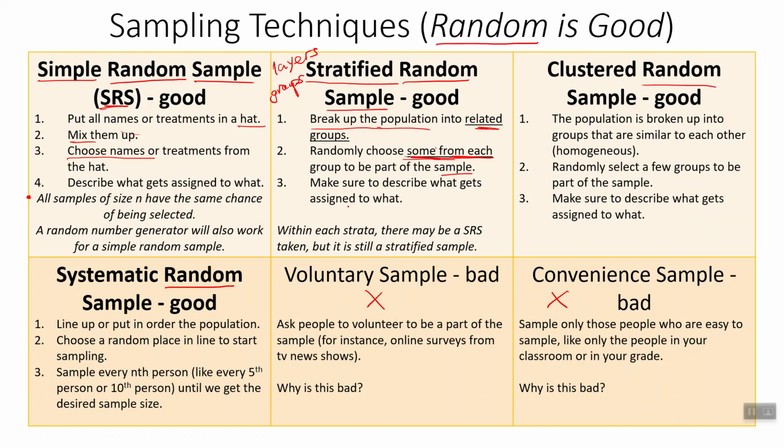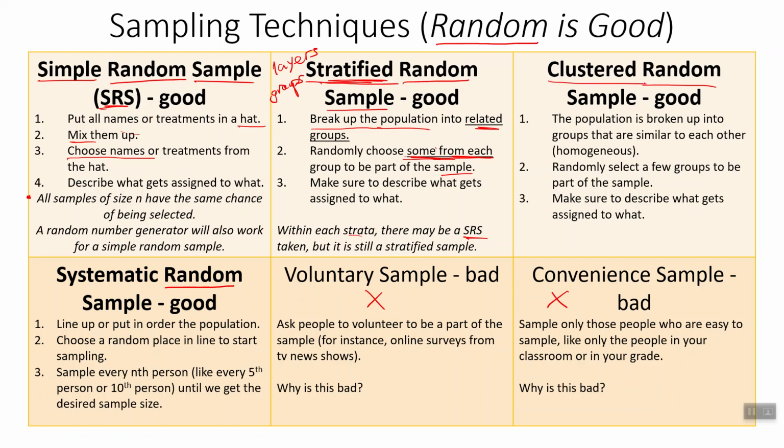All right, make sure to describe what gets assigned. When we're taking these strata, we could take simple random samples as part of this. Like we could take a simple random sample from the men and a simple random sample from the women as part of our strata. But it still is a stratified sample because we broke it into groups.